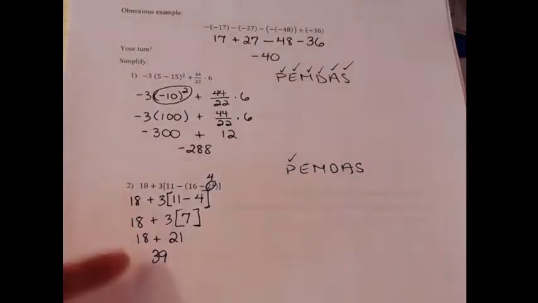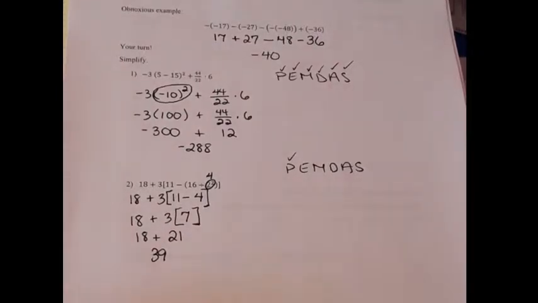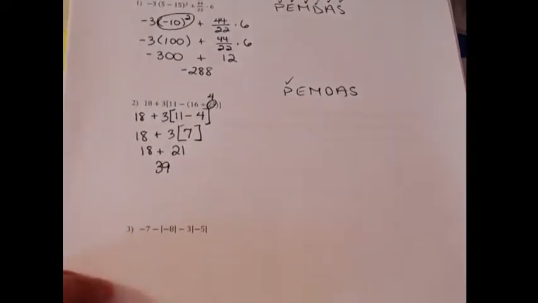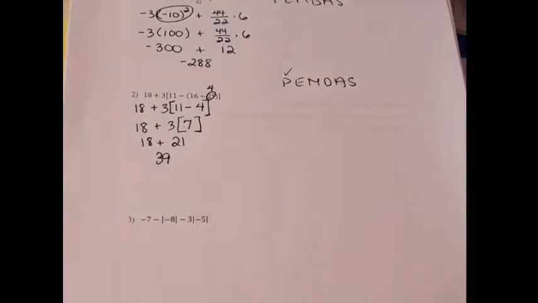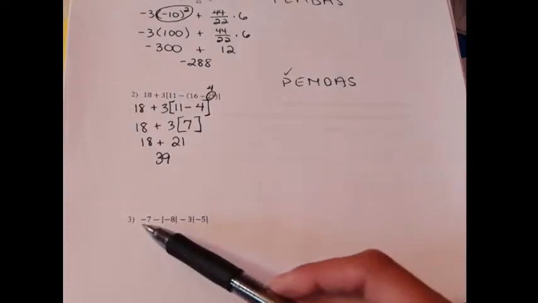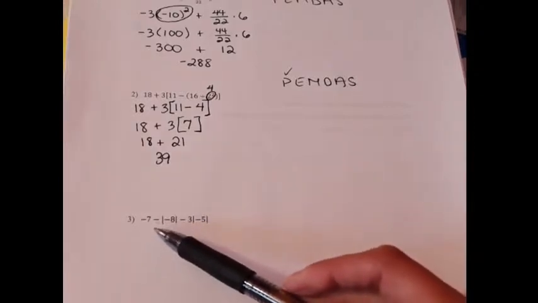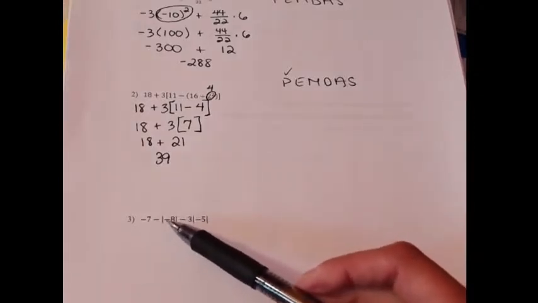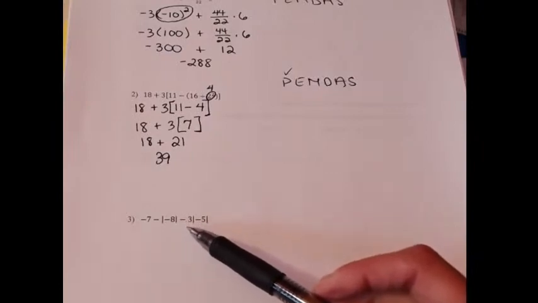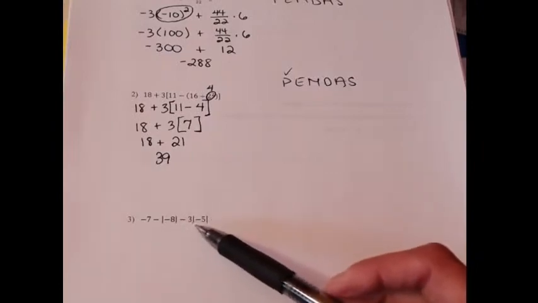I hope that this is clear in terms of how we made our way through the order of operations, and in the sense of being careful and making sure to work from the innermost parentheses outwards. Let's try one more on our own. Look at this crazy thing. So we have, and I'll read it out loud, -7 minus the absolute value of -8 minus 3 times the absolute value of -5.